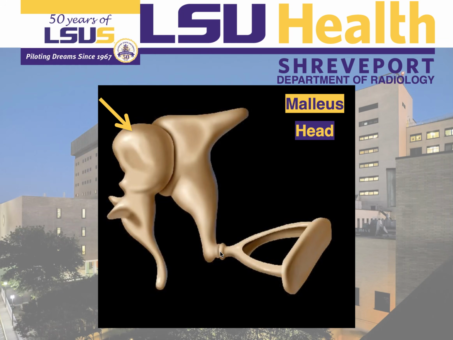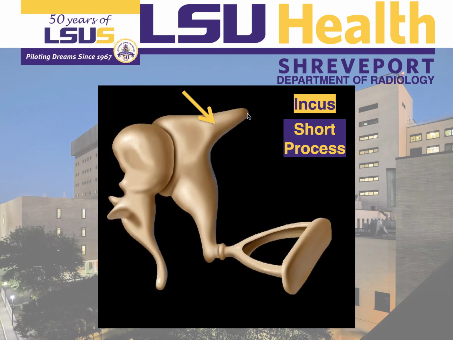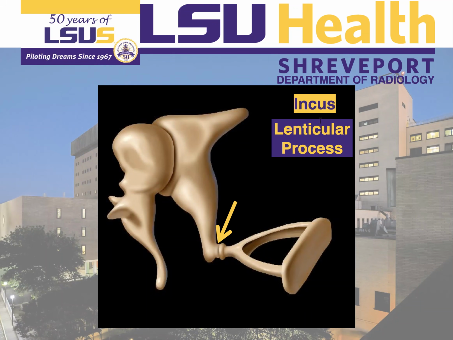Let's be more specific about the parts of the ossicles. The malleus has its head, its neck, and its handle. This is the incus, and the incus has its body, that is right here, its short process, and its long process. Here is the lenticular process attaching to the stapes. Okay, so the incus has 4 parts.